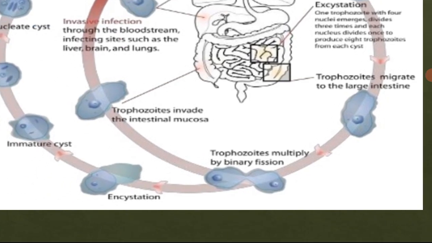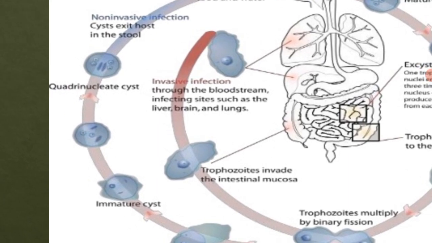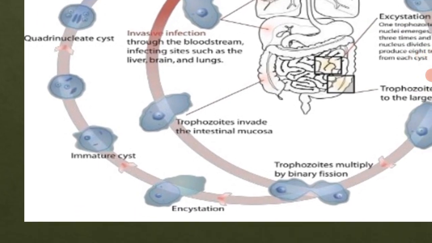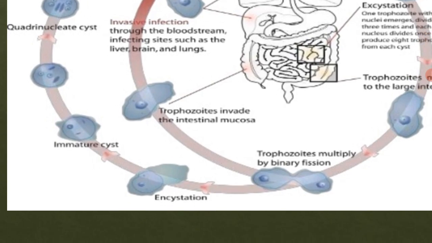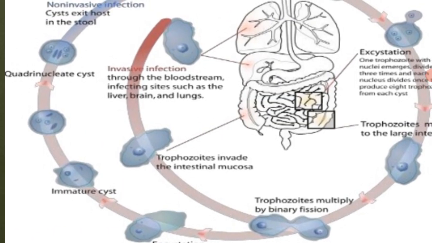Now the trophozoite multiplies by binary fission; it will divide. Two trophozoites will be formed, one of which will go for invasive infection and one for non-invasive infection. First we will see invasive infection. That trophozoite invades the intestinal mucosa and will cause invasive infection, through the bloodstream infecting sites such as the liver, brain and lungs.